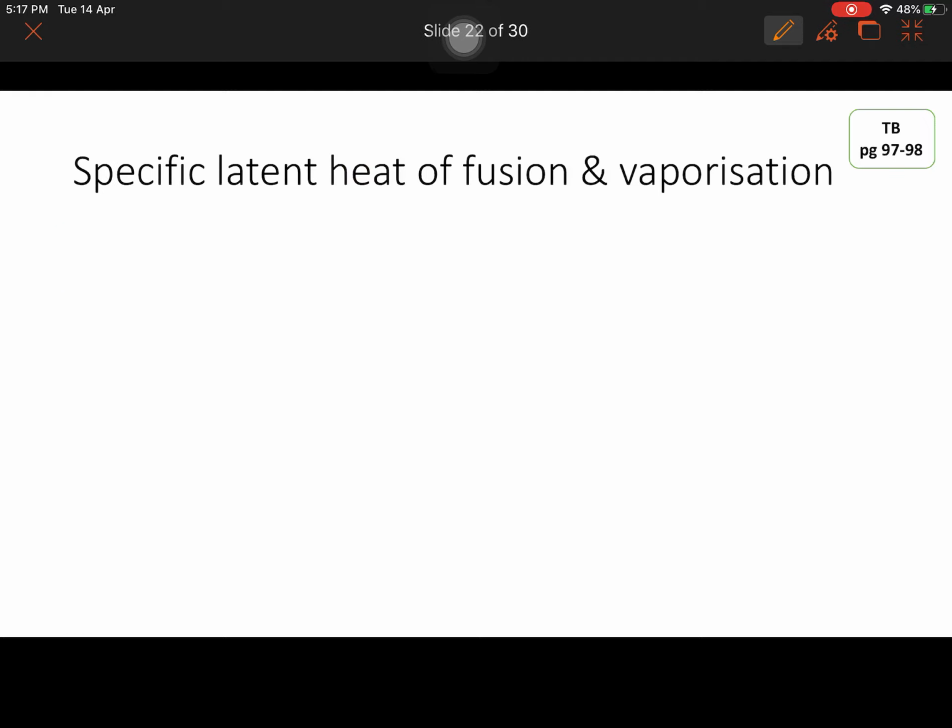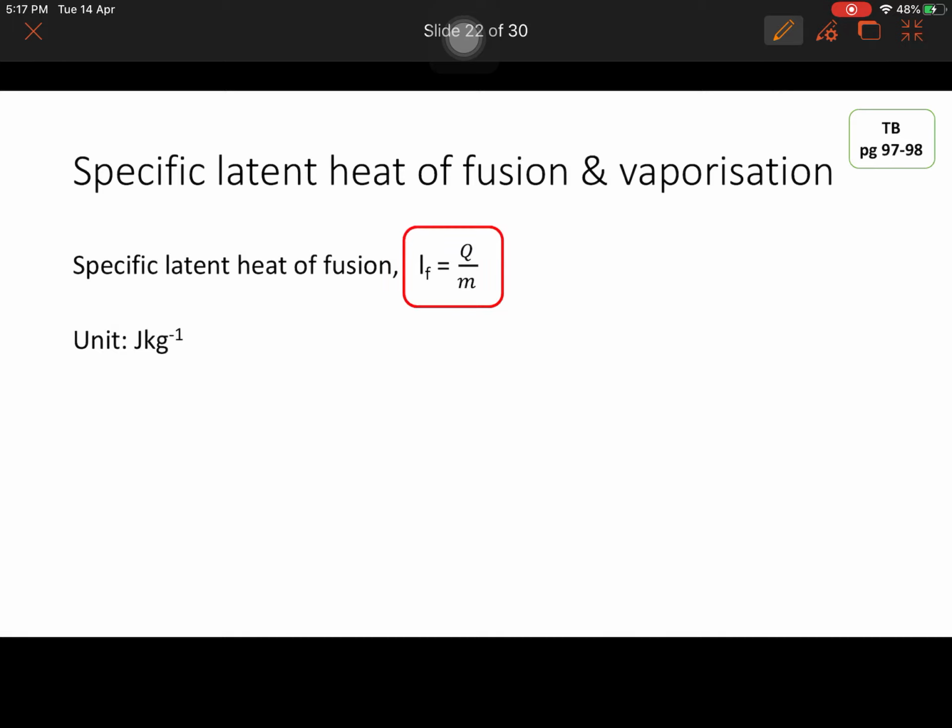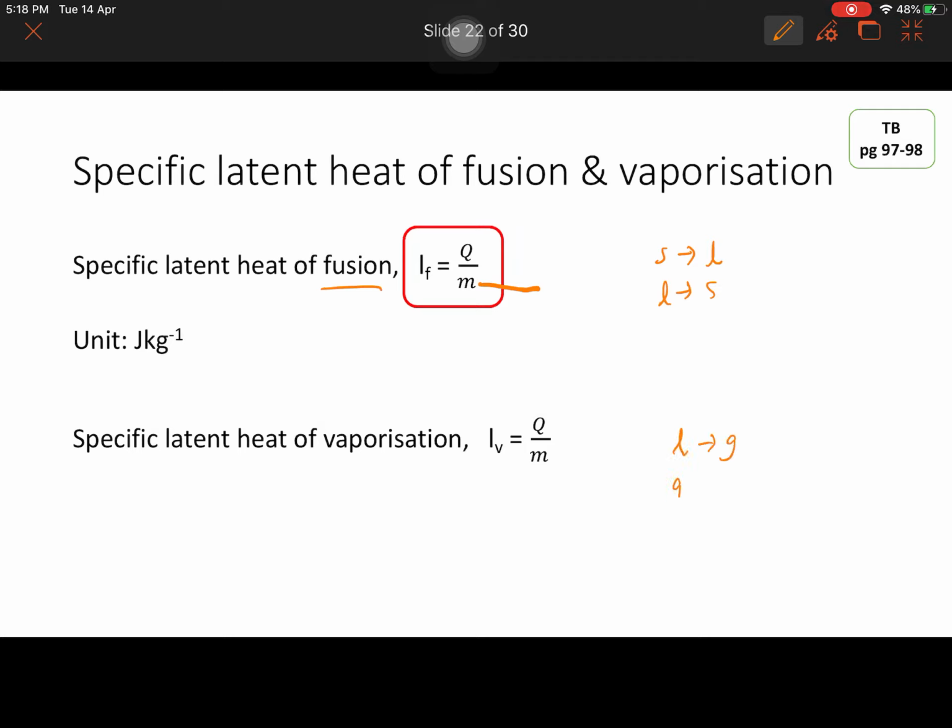Alright, now specific latent heat of fusion and vaporization. So again, we have already learned this previously. You know that for specific latent heat of fusion, we use small l with subscript f to represent it. Formula is Q over m. What does that mean? Okay, so SI unit first, joules per kg. And then you learned before that, so what does this mean? This is the amount of energy needed to change 1 kg of substance from solid to liquid or from liquid to solid. Okay, what about for vaporization? So it's the amount of energy needed to change 1 kg of substance from liquid to gas or from gas to liquid. SI unit is the same, joules per kg.